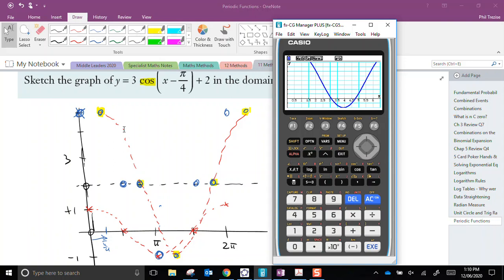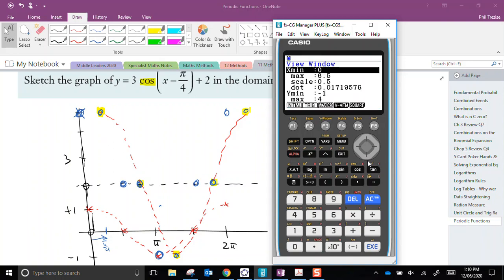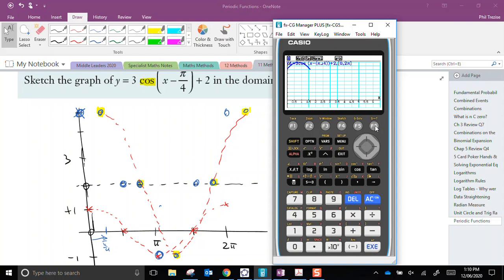What did I mess up? I didn't get high enough. Oh, because that's up to 5. Try that again. Maximum value of 5. There's my graph. Isn't that delightful?